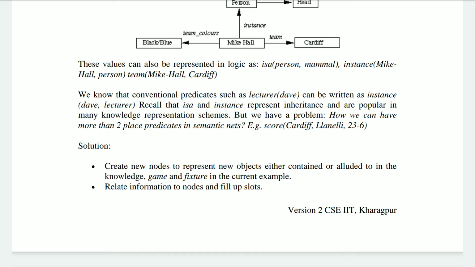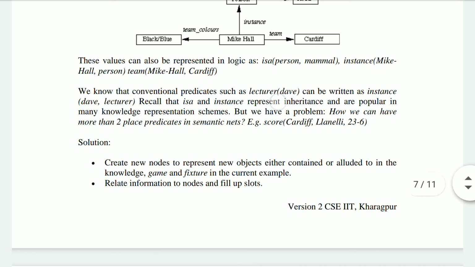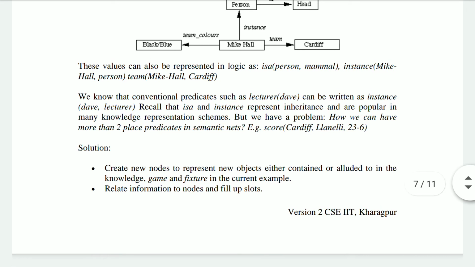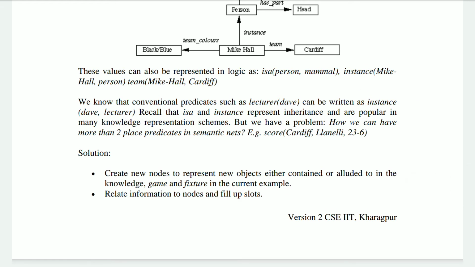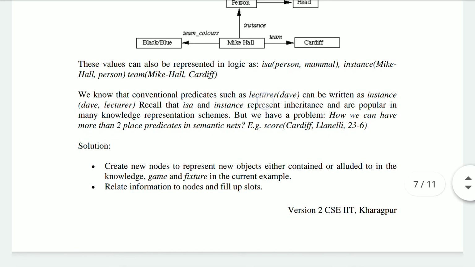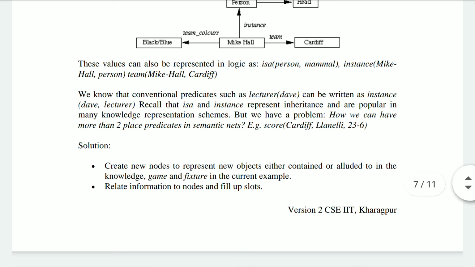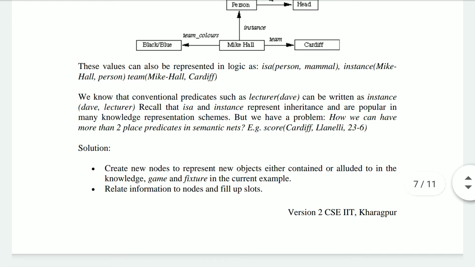Now we know that conventional predicates such as Dave, lecturer, that means how we read it, Dave is a lecturer, can be written as an instance: Dave's instance is a lecturer, right? So let us see this sentence once again. A conventional predicate such as lecturer with Dave within brackets can be written as an instance, Dave instance lecturer. That means Dave's instance is, he is a lecturer.